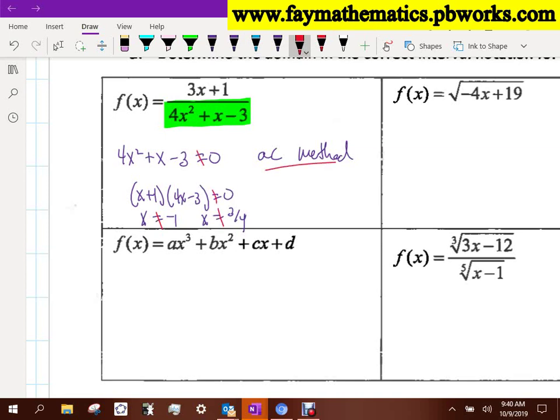AC method. 4 times -3 gives me -12. And I think about two numbers that multiply together to give me -12 and add to give me 1. So this is actually going to turn into, I'm going to rewrite it as 4x squared plus 4x minus 3x minus 3. Remember doing that? When I did this on my paper, I did it in my head, it was a stupid idea, and I got 7. And I was like, well, no two things do that. Right. And then I was like, negative. If you forget the AC method, you use the quadratic formula. And that would have given you the 3/4 and the -1 as well.